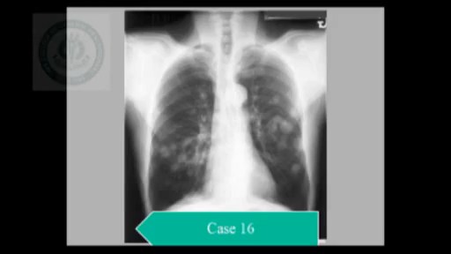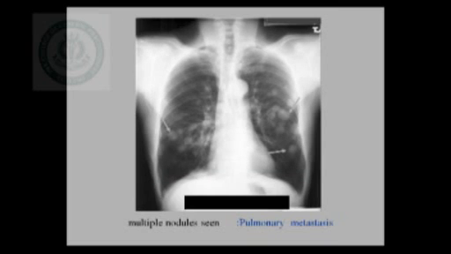Now, you find multiple well-defined nodules in both lobes of the lung, and these are characteristically called cannonball appearance, which is very characteristic of vascular metastasis, that is metastasis through the bloodstream.